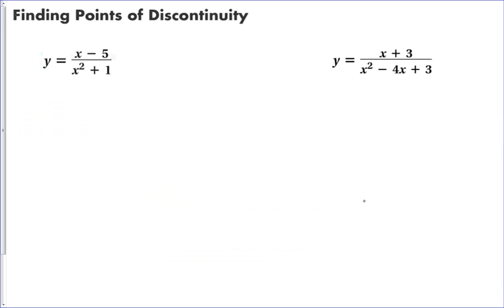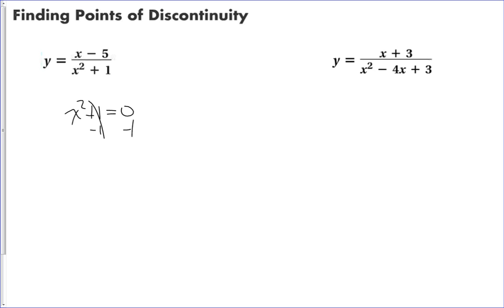All right, number 1, finding points of discontinuity. Well, points of discontinuity only occur where your denominator is going to equal 0. So let's look at this first one here. We have y equals x minus 5 over x squared plus 1. All right, is this denominator ever going to equal 0? Let's find out. So x squared plus 1 equals 0.